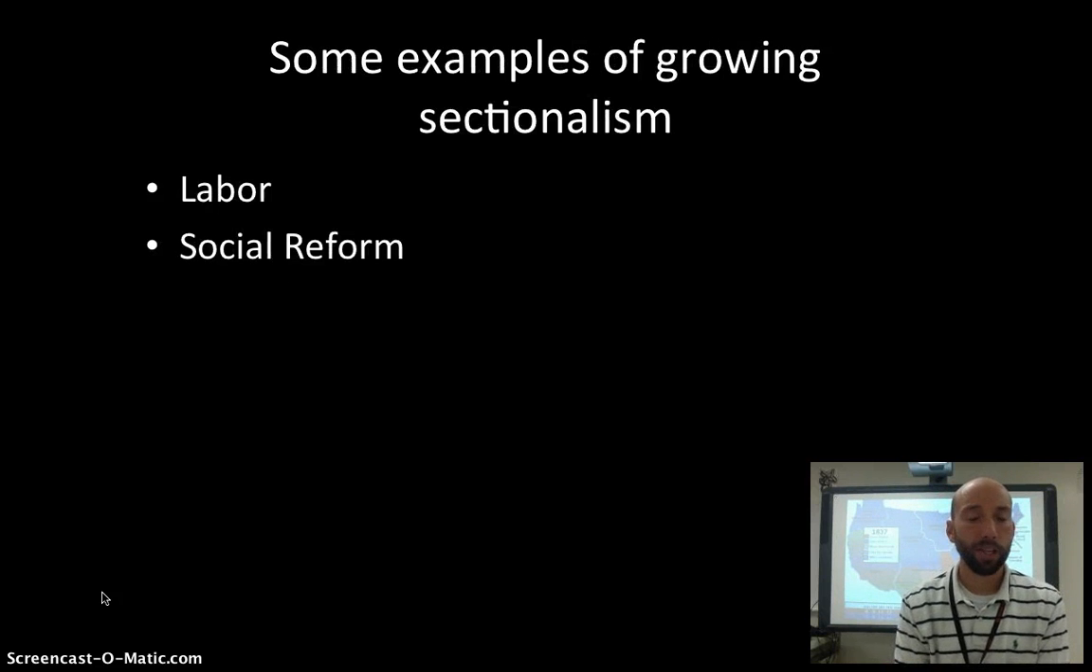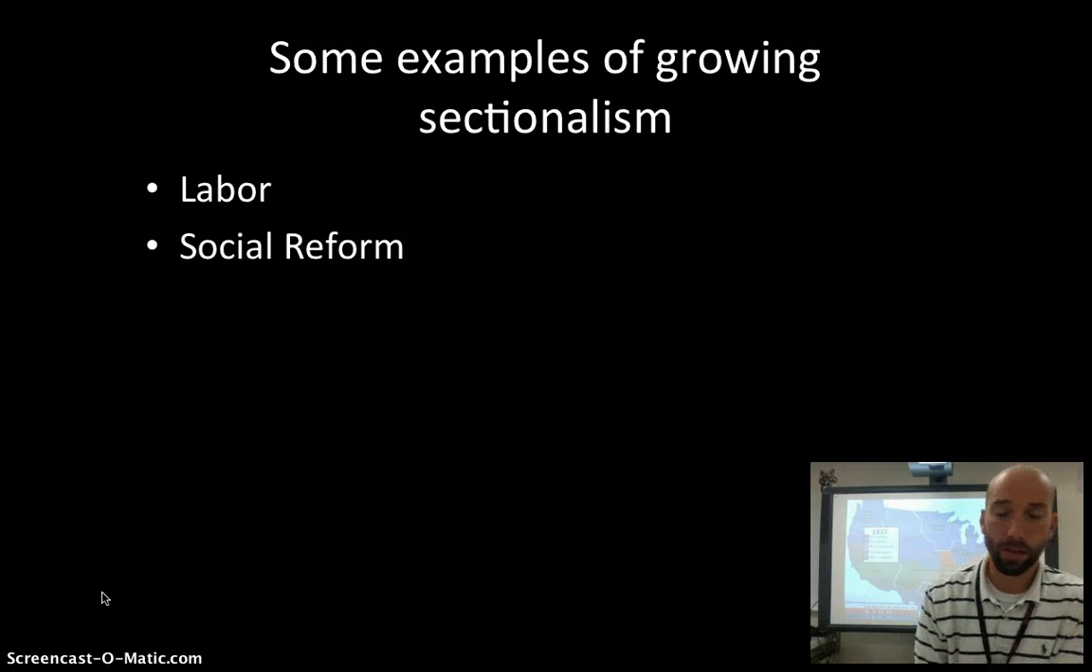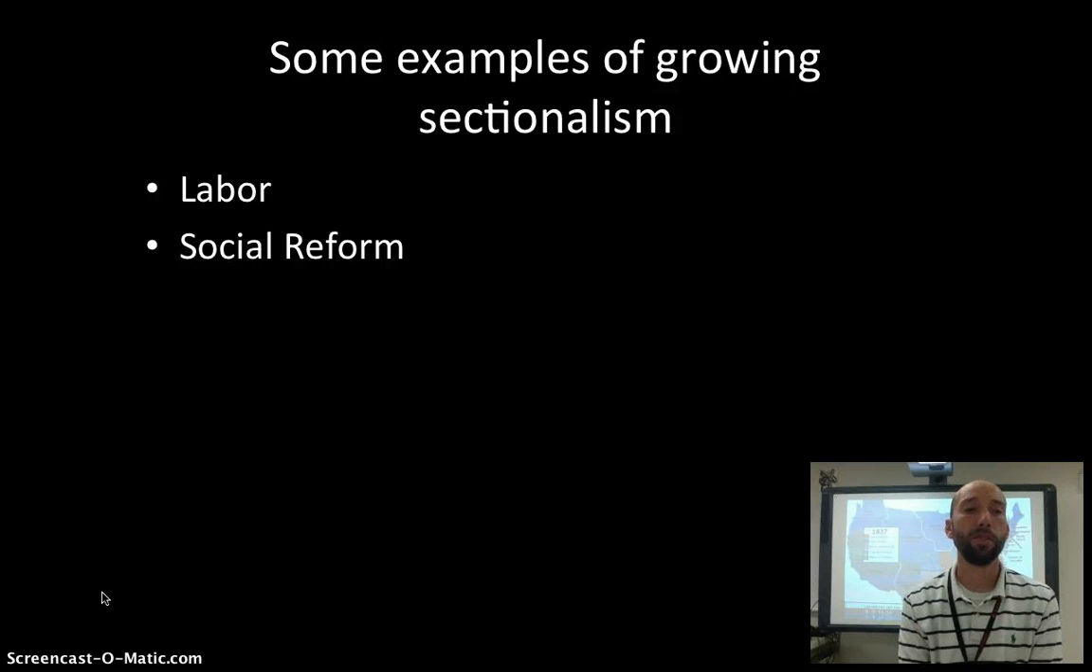Some examples of growing sectionalism are the people who work there. That's what labor means: who's going to work there. Labor in the North tended to be immigrants, mostly German and Irish, and they tended to come over with the opportunity to work in factories. That's why German and Irish people came to the United States, to get jobs in these factories. In the South, the labor force tended to be slaves, and they put a lot of money into those slaves, which was a big part of their capital investment.